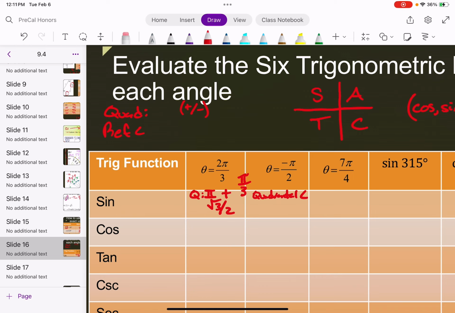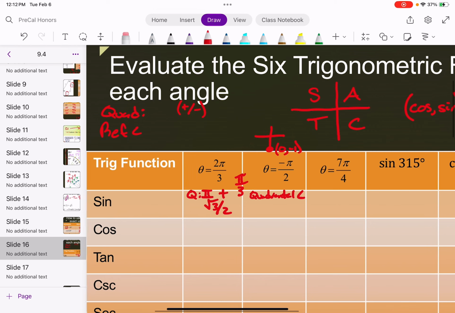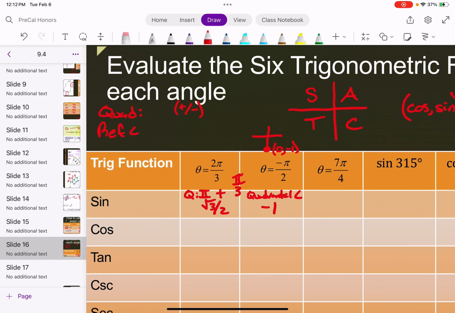Notice in this case, it's not going to have a positive or a negative. The only thing that we can really check is where it falls. In this case, it is 0, negative 1. Remember, this is sine, cosine. The sine of this would be negative 1.